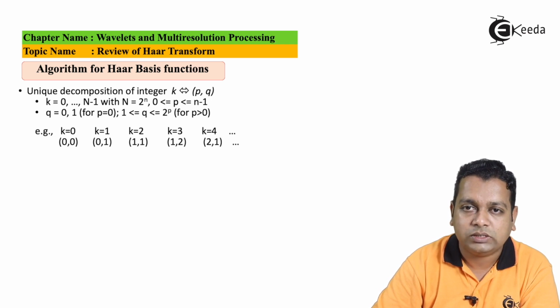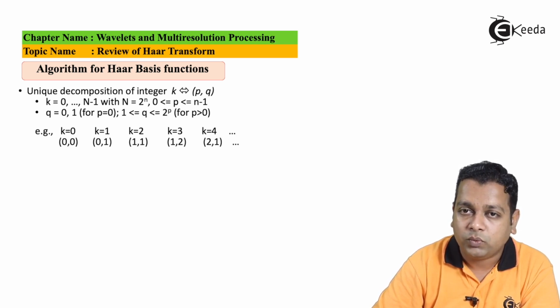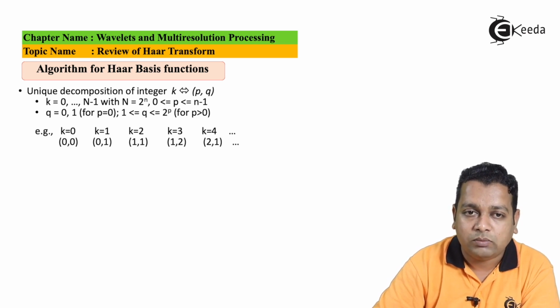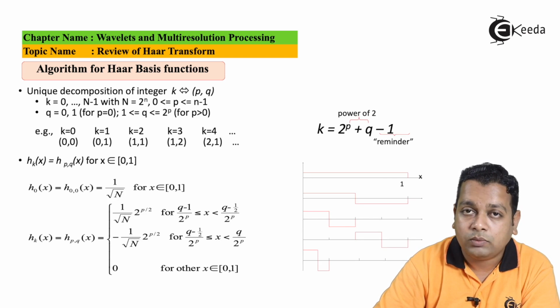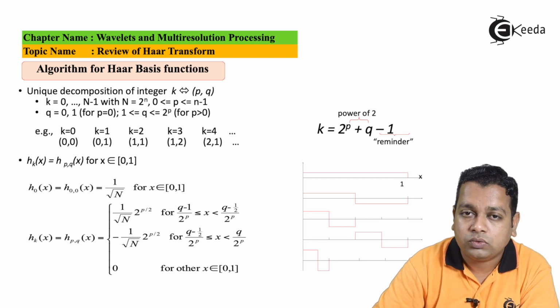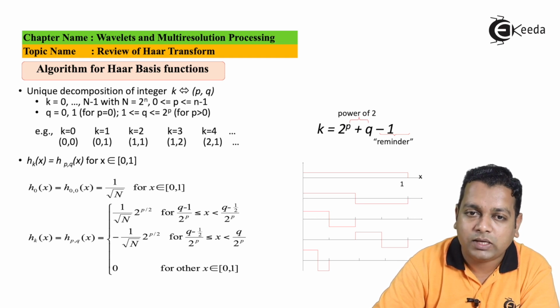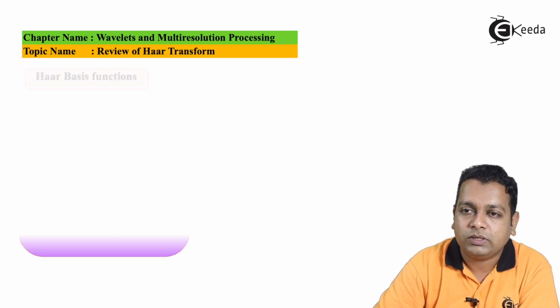So p ranges between n minus 1 to 0. The q ranges 0, 1 for p equal to 0, and between 1 to 2 to the power p if p is greater than 0. The examples are given here. The transfer function representation can be here. For this particular condition, it will be 1 upon square root n, and for these conditions, for x being the variable here, it will be 1 by square root n into 2 to the power p by 2, or it will be minus if this condition is satisfied, otherwise it will be 0. So this is the representation.